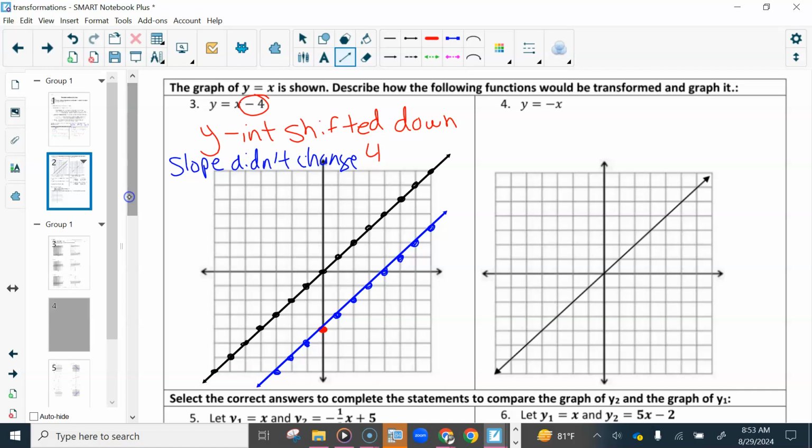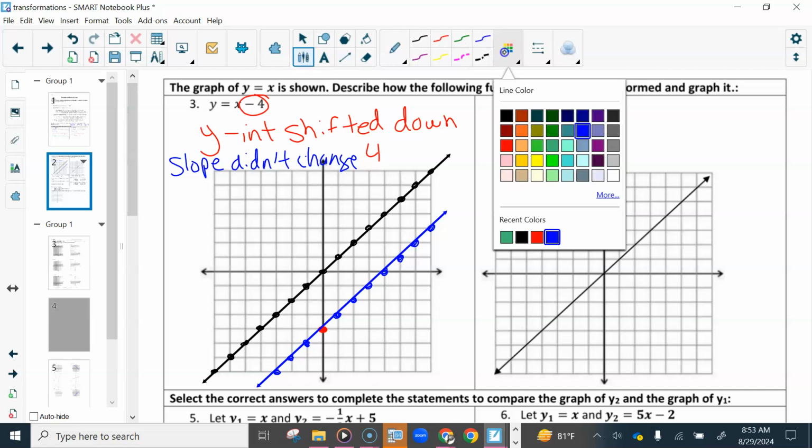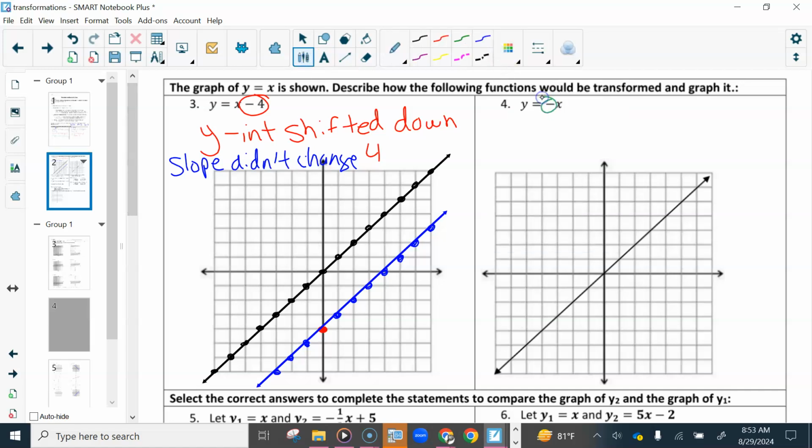Let's describe this next one. What changed? What happened? Okay, so not comparing this one to this one, but the original to this one. Got it. The slope is reflected. Did the y-intercept change? No, so we can say the y-intercept stays the same. If you want to be a little bit extra, you can also say the steepness didn't change, but that's not 100% necessary. I'm going to write it just so you have it, but you don't need it.